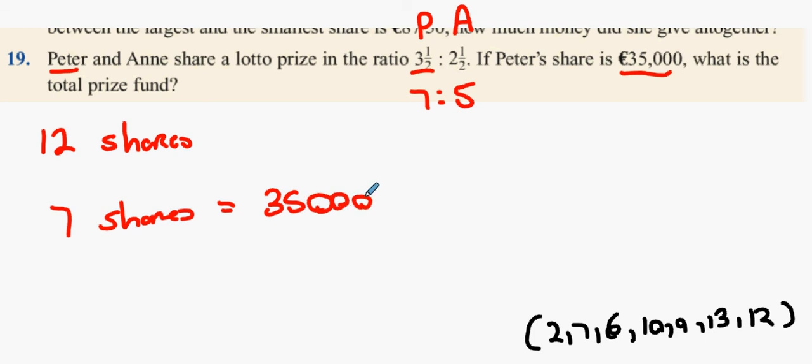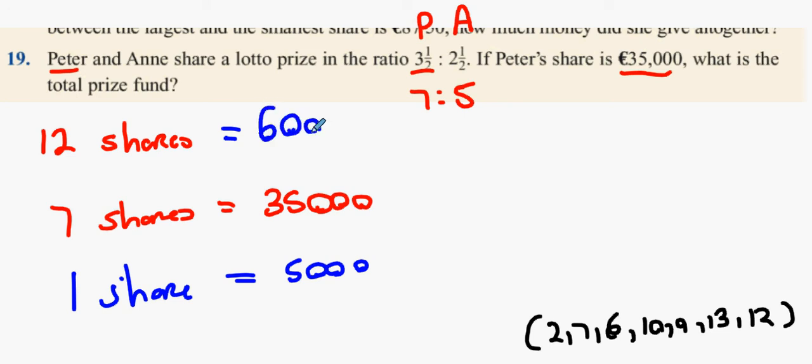I can do this 2 ways. Method 1. Find out what 1 share is. What's 1 share? 5,000. What's 12 shares? 5 multiplied by 12? 60,000. Okay. However, you can also find out what 5 shares is. What's 5 shares? 25,000. And you could add that to the 35,000 to get 60,000. Is that alright with you guys? Okay. So I did 1.